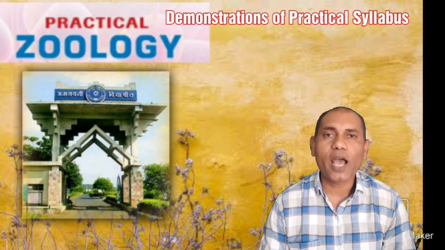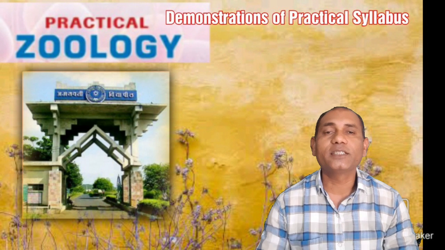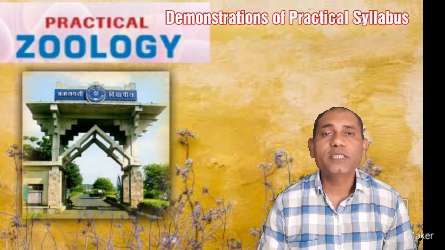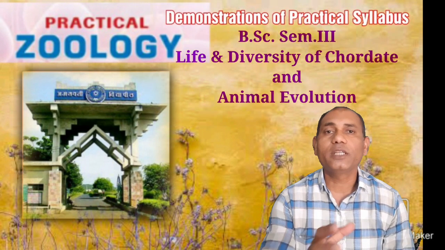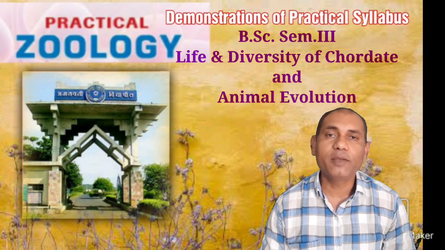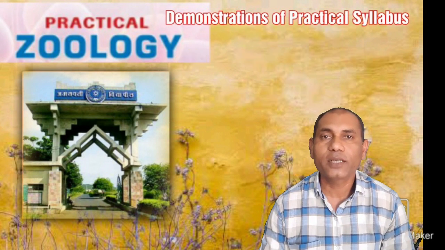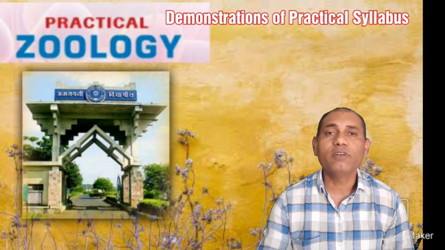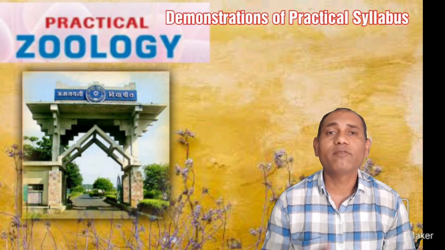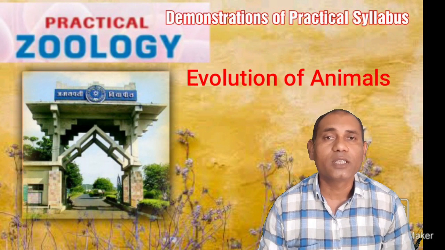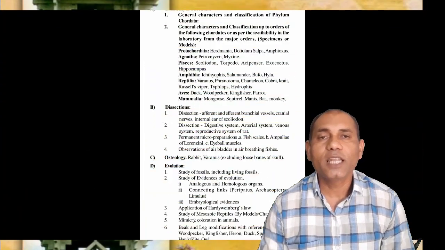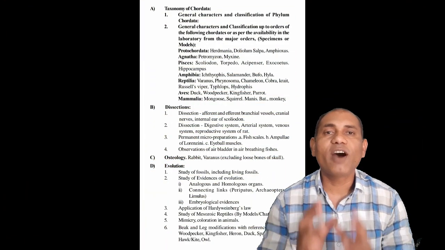Student, in this video I am going to demonstrate the practical syllabus. In B.Sc. second year semester three, you have to study the paper having the name Life and Diversity and Animal Evolution. मतलब आपको इस साल दो पार्ट स्टडी करने हैं. That is one chordate animals and second one animal evolution. In this practical syllabus, there are 5 parts.